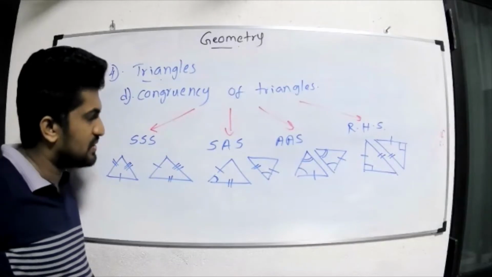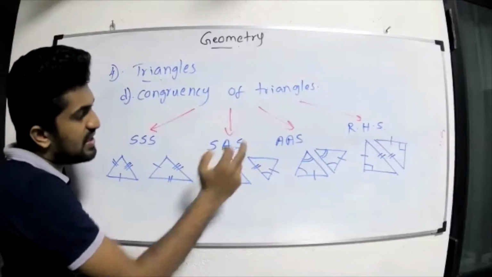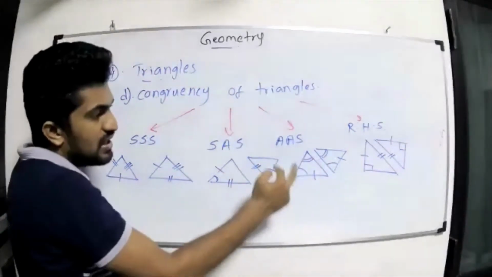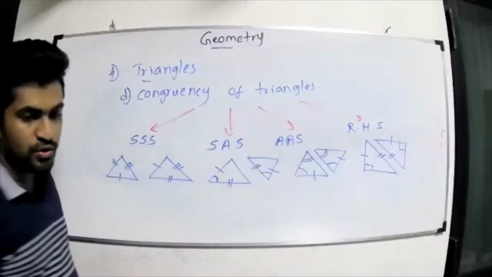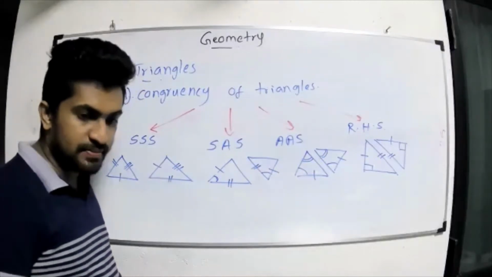Another method, you can say that two triangles are the same in the SAS method. Another method, you can say that two triangles are congruent in the AAS method. Like that, there are 4 methods to show that two triangles are congruent. Got it?